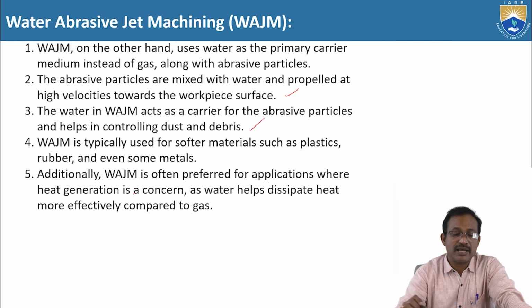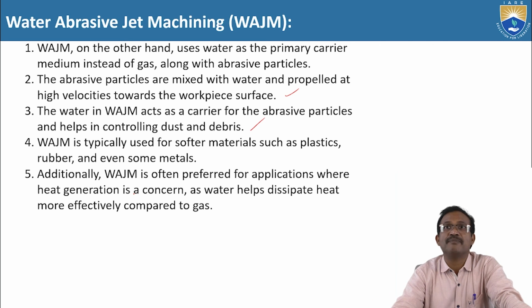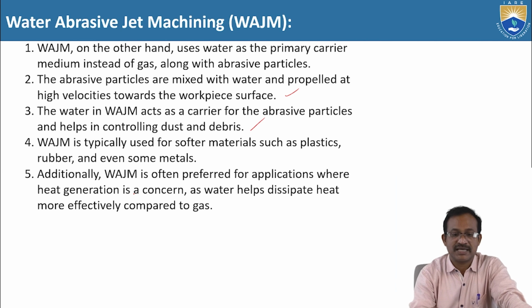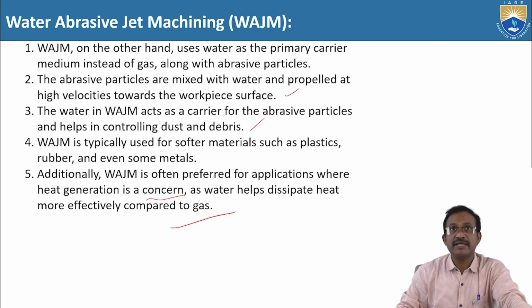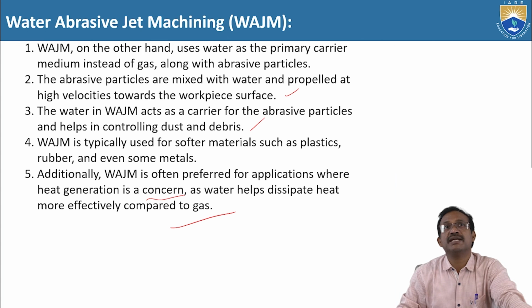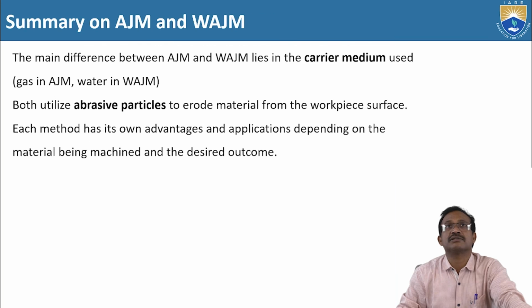Additionally, water abrasive jet machining is often preferred for applications where heat generation is a concern. Water helps dissipate heat more effectively compared to gas. So here it is clear that in water abrasive jet machining, water is the primary carrier medium. In abrasive jet machining, the carrier medium would be gas. That is the only difference between abrasive jet machining and water abrasive jet machining.